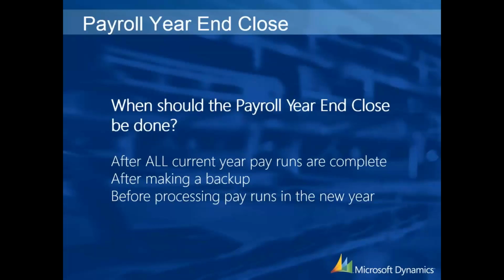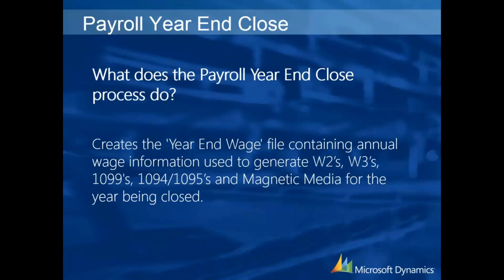Okay, so payroll year-end close. Again, independent from the other modules. The payroll year-end close should be done after all current year pay runs are complete. Make a backup, and before processing any 2017 payroll. So the payroll year-end close process creates the year-end wage file, which contains the annual wage info. So you print that off, you print off your W-2s, all of that.